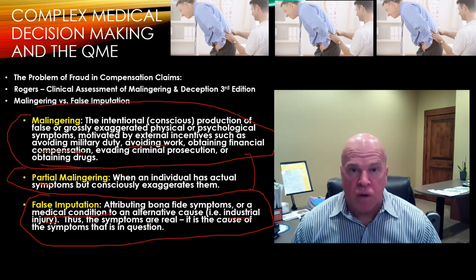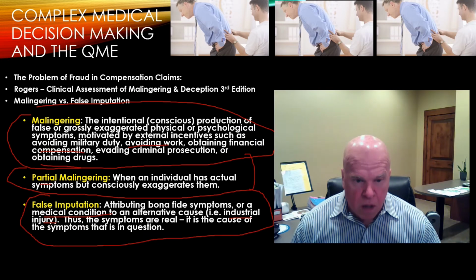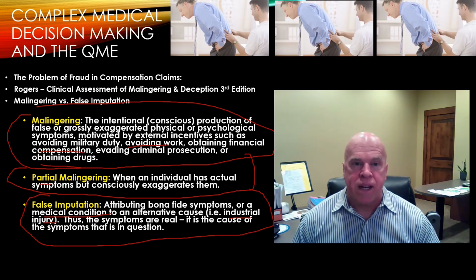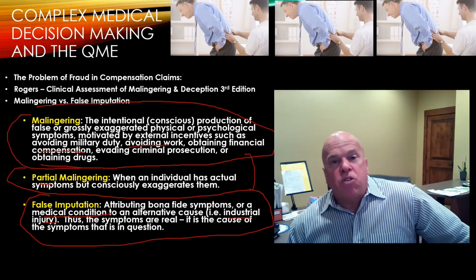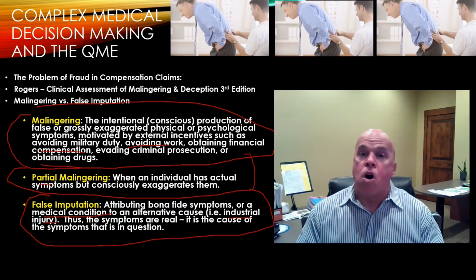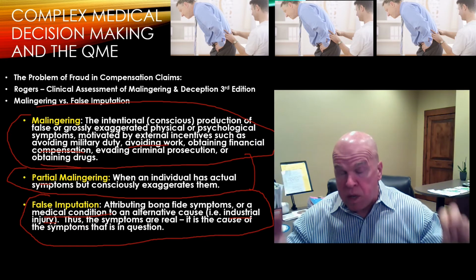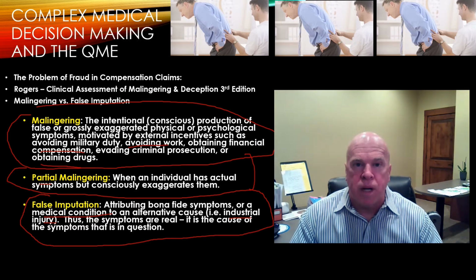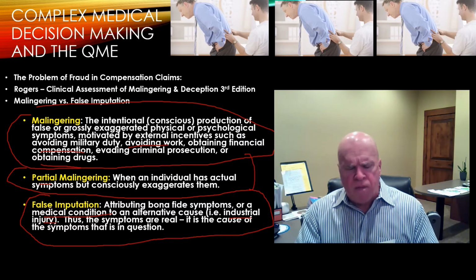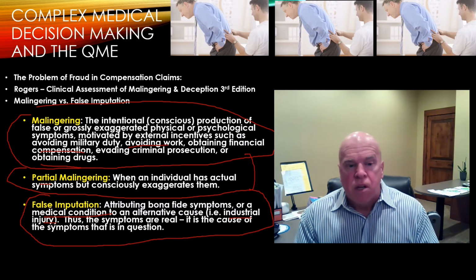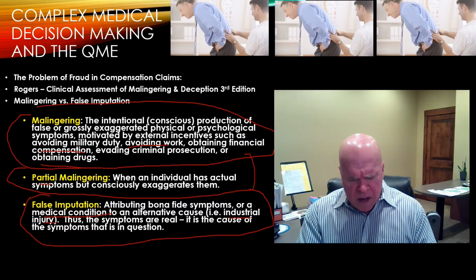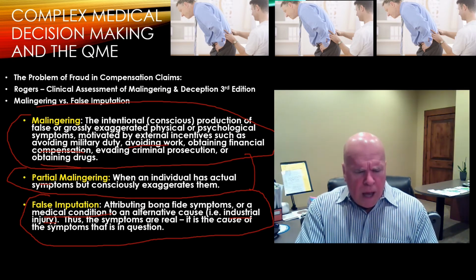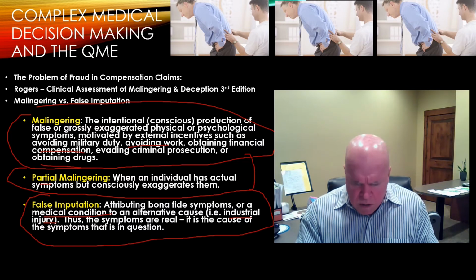So again, with false imputation, the symptoms are real, but it's the cause of the symptoms that is in question, and it's the cause of the symptoms, the cause of the injury, AOE, COE, that brings these people to us for a determination from us as the qualified medical evaluator. So let me just read a couple of examples of what Rogers describes as false imputation. Okay?